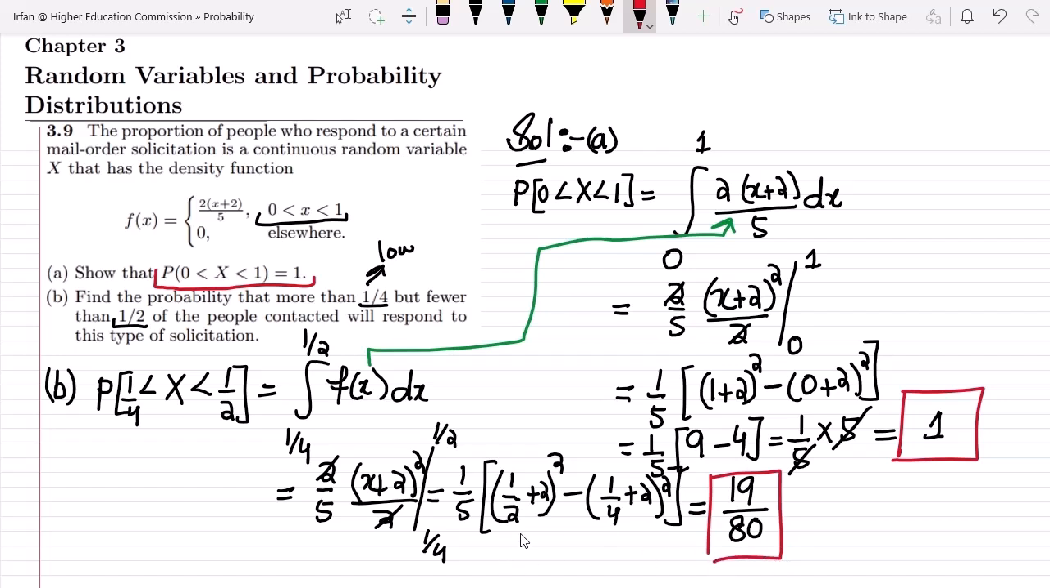So I think that's enough for today, in which we have seen the solution of two parts of question 3.9. If you have any question, you can ask me in the comment box.